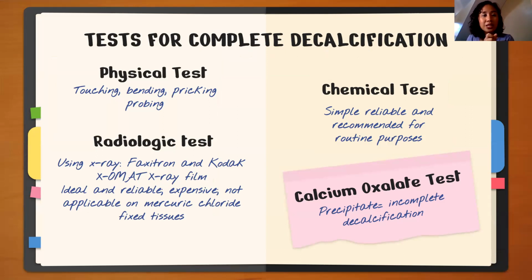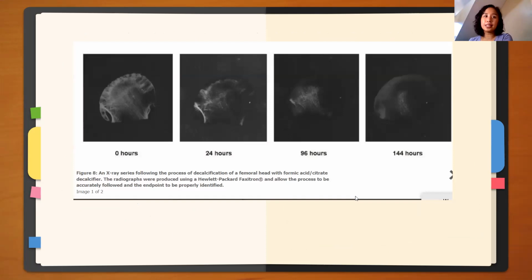We also have the radiologic test. We use X-ray, Positron and Kodak OMAT X-ray film. This is ideal. However, this is very expensive, and it's not applicable when you use mercuric chloride fixed tissues. I don't know why. Maybe it ruins the X-ray because mercuric chloride is corrosive to metals. And routinely, what we use is the chemical test, which is the calcium oxalate test, for routine purposes.